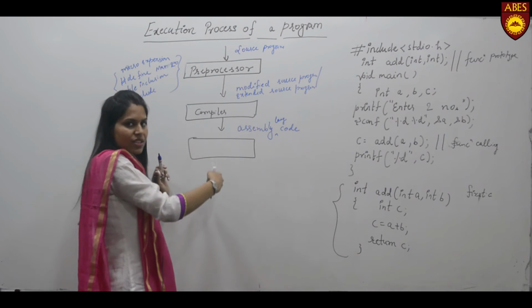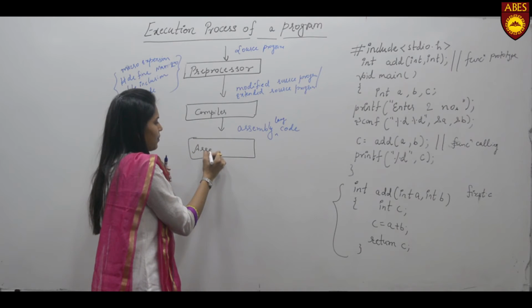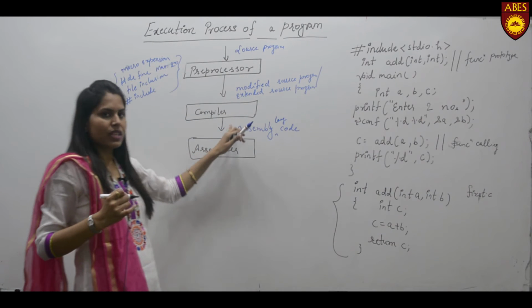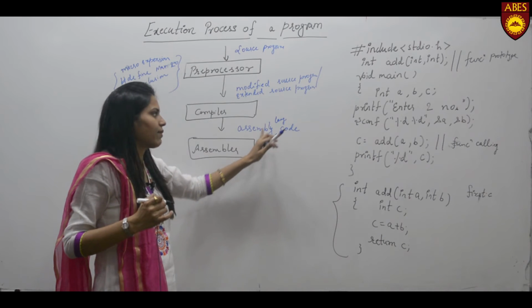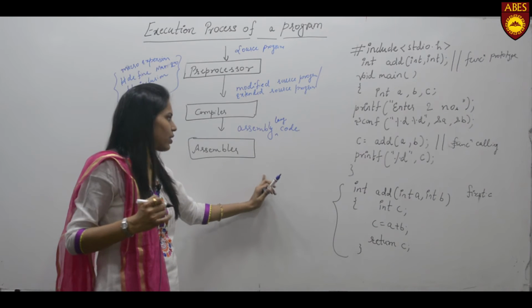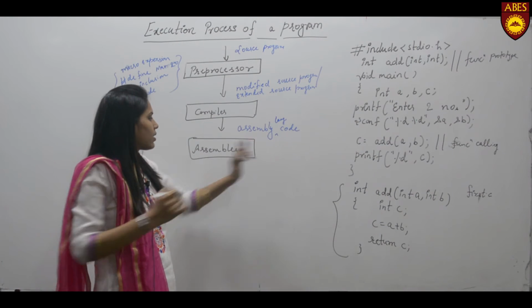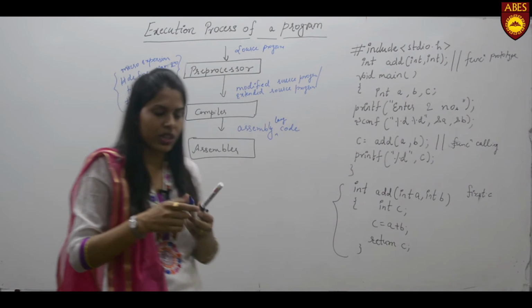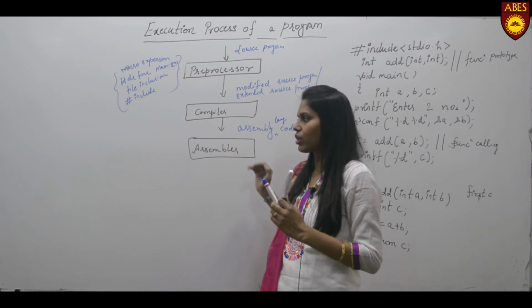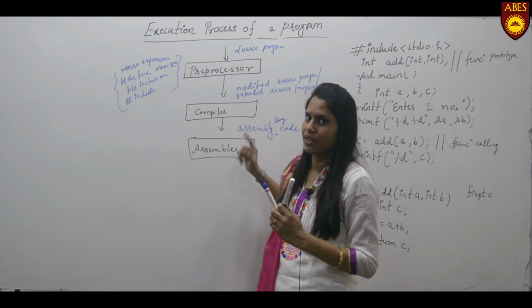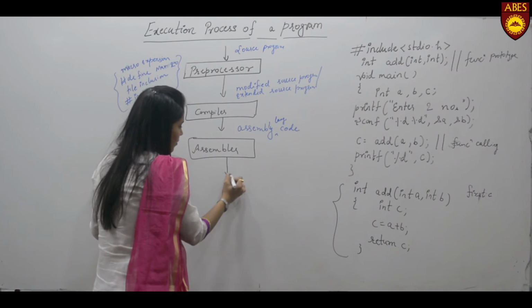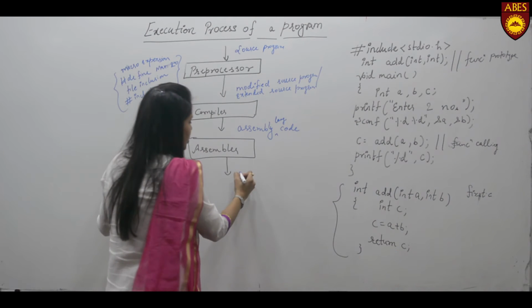Next phase of the compilation process is the assembler. The input of the assembler will be assembly language code, and the output will be the machine code, or we can say binary code. What is the assembler, or what is assembly language? We have all seen the assembly language is not completely high level language, and it is not completely machine language. It is between both of them. The assembler will generate relocatable machine code.